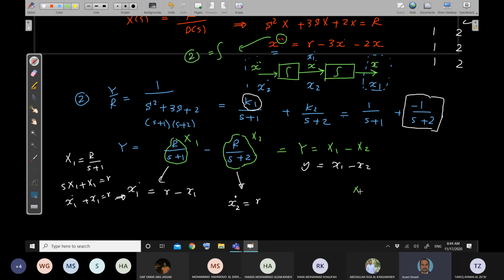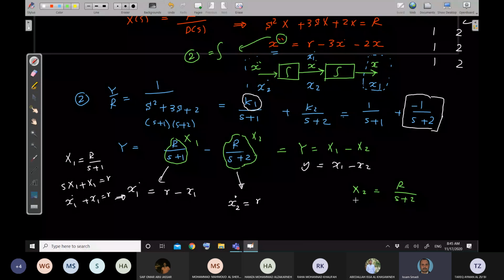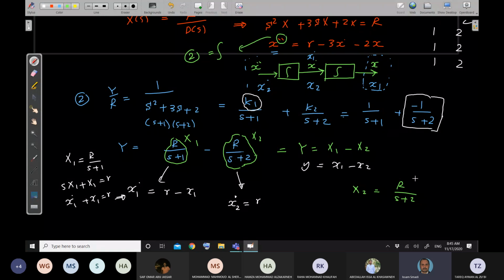See, x2 equals r over s plus 2. Can you simplify this equation? Can you find the differential equation that represents this system? Yes or no, Mahmoud?